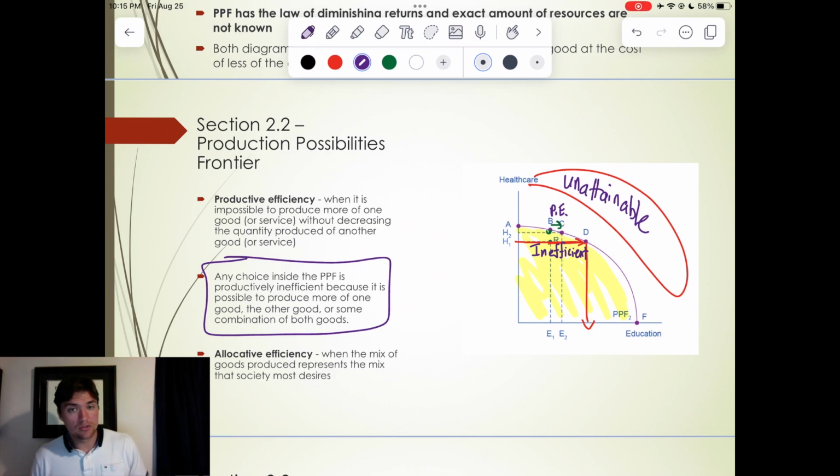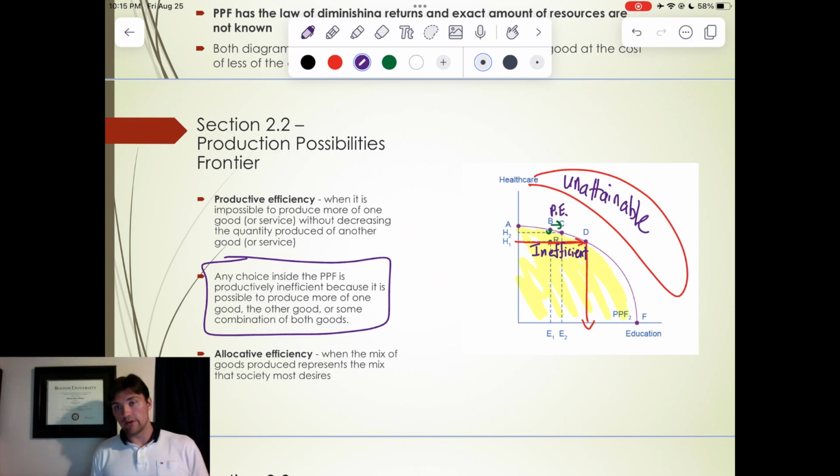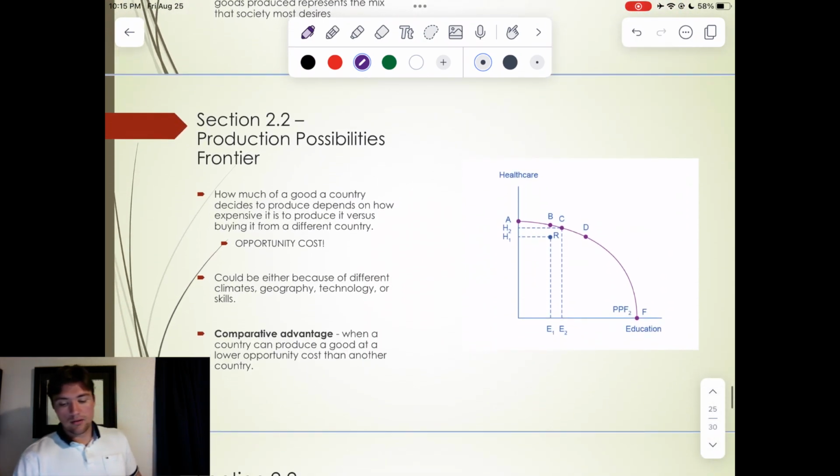So allocative efficiency is where the government's going to have to choose one of these points, whether it be A, B, C, D, or F, that is going to show you the allocative efficient quantity, what is best for your society. All the points on the line are productive efficient, but there's only one that is allocative efficient, and that really depends on what your country is. Okay?